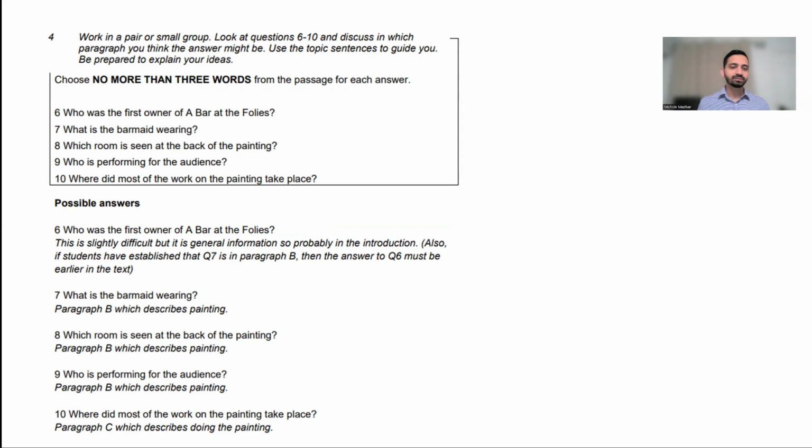But what is the barmaid wearing? Paragraph B, which describes the painting, right? In which room is seen at the back of the painting? This is paragraph B as well, which describes the painting. Who is performing for the audience? Paragraph B, which describes the painting. And 10, where did most of the work on the painting take place? Paragraph C, which describes doing the painting.